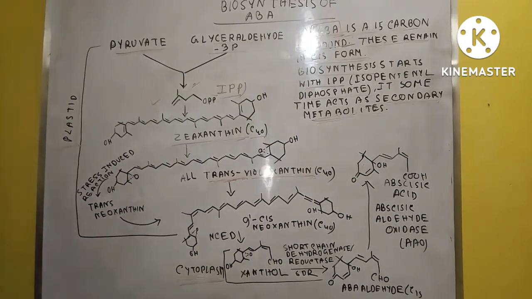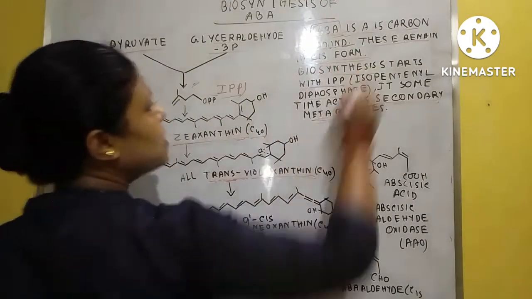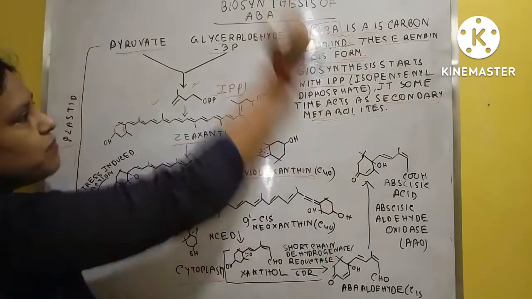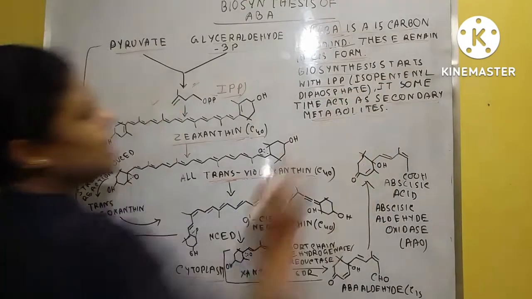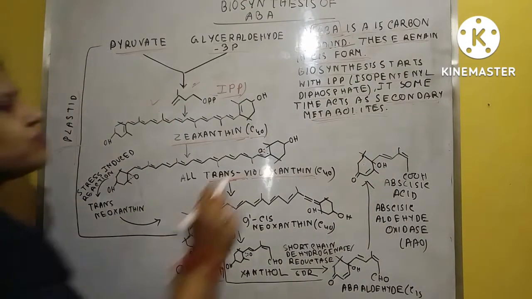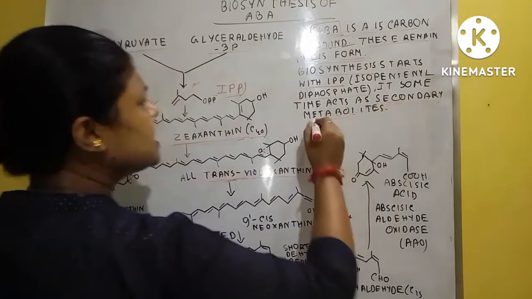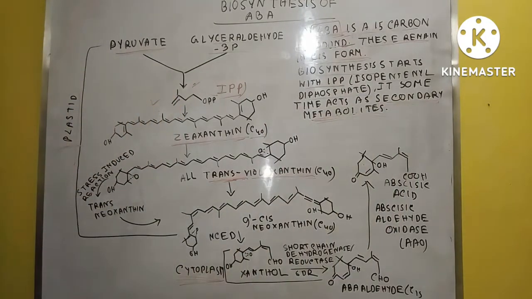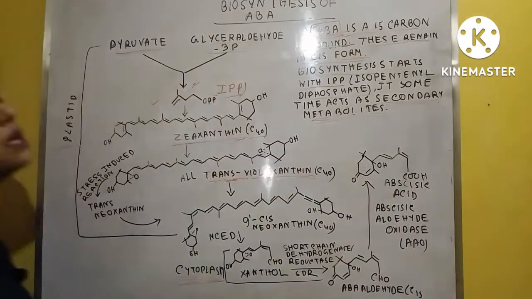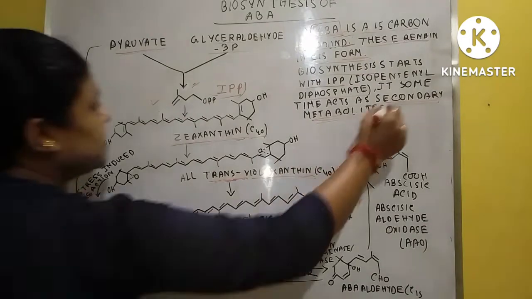And the precursor of the ABA is isopentenyl diphosphate, or the IPP. Sometimes ABA acts as a secondary metabolite, and you can check out my video related to secondary metabolites, where I already explained what secondary metabolites are and what their role is in the plant body. So please check out this video.